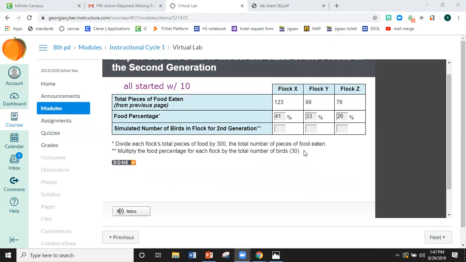To do that, we're going to multiply the food percentage for each flock by the total number of birds. There were 30 total birds, 10 in each flock. So flock X ate 41% of the food, which is written as 0.41. We need to multiply that by the total number of birds, which is 30. That is 12.3, but we are not cutting birds in pieces, so we're going to round that to 12.